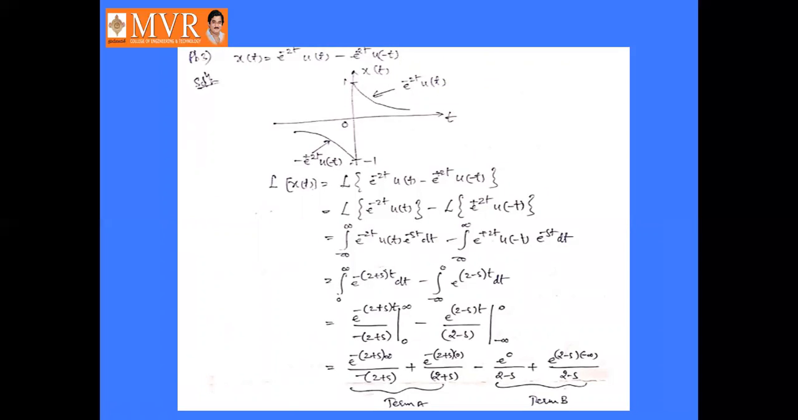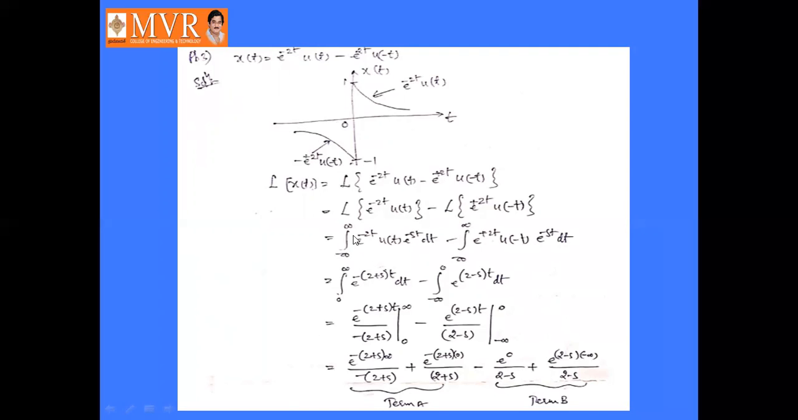Actually, this problem is a combination of the previous problems, problem number 1 and problem number 2. Okay, so here the first part is looking like problem number 1, and the second part is looking like problem number 2. Okay, see, e power minus 2t into u of t is represented like this, and minus e power 2t into u of minus t is represented like this.